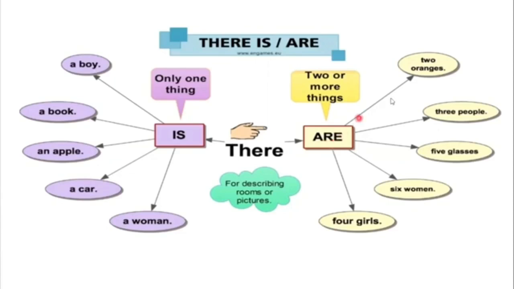Okay. For example, 2 oranges, 3 people, 5 glasses, 6 women, 4 girls. Okay, there are 3 people. There are 5 glasses. Okay, this means that again, after there is, we must use singular noun. And after there are, we must use plural noun, اسم جمع.